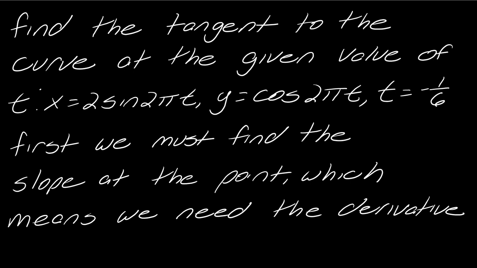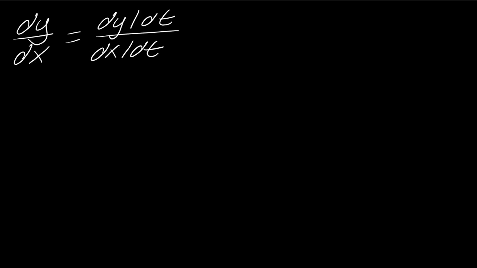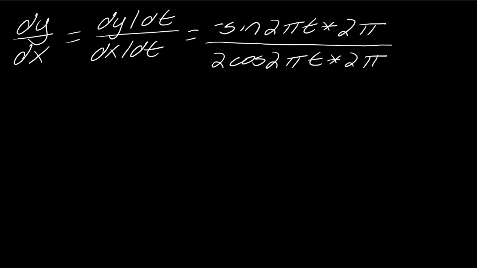Okay, so we're going to use our handy little formula here, dy/dx. This is dy/dt over dx/dt. This part is straightforward. We just have to use the chain rule here. So I take the derivative of the outside function. For dy/dt, I take the derivative of the outside, which will be negative sine. You leave the inside intact, and then you multiply that by the derivative of the inside. And then we divide by dx/dt, so I take the derivative of the outside function, the derivative of sine is cosine, and then I multiply by the derivative of the inside function.